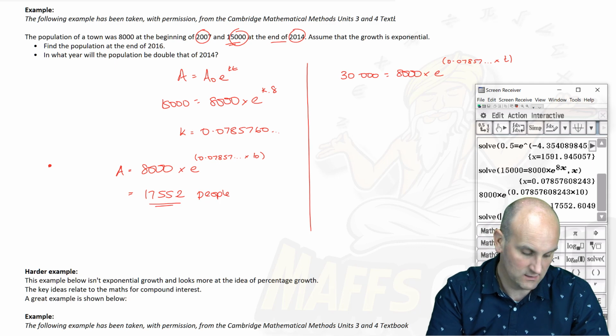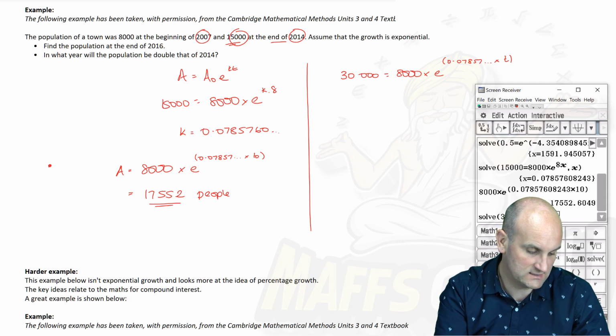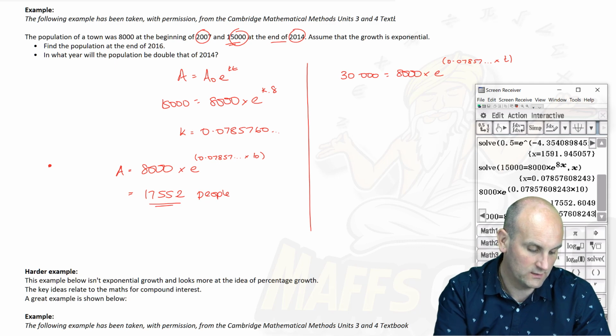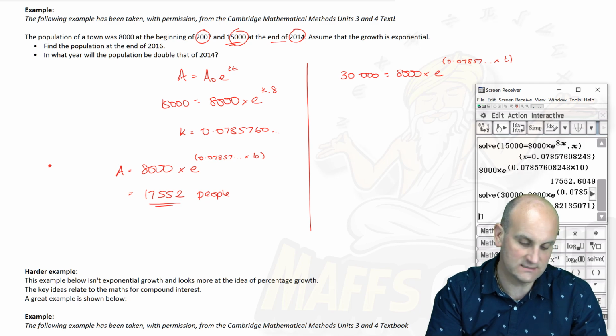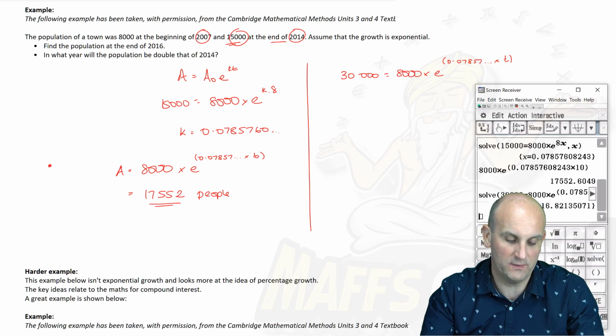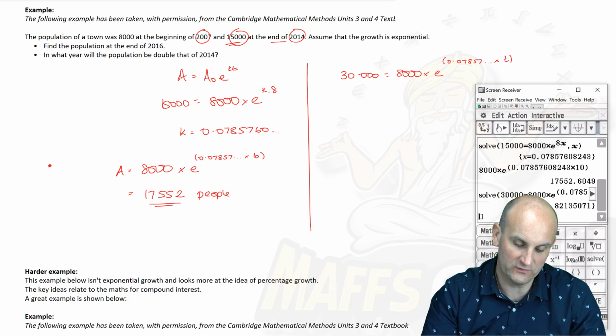Solve. It says 30,123 is equal to 8,123 times, where is my e to the value? Let's open some brackets. Let's try copying that x value again. And this time we'll put it right by that bracket so that it works. Times by x, because we want it to find the value of x, and I'm going to put a comma in x and close some brackets, and it's going to tell me that 16.82 years. So in what year will the population be double that of 2014?